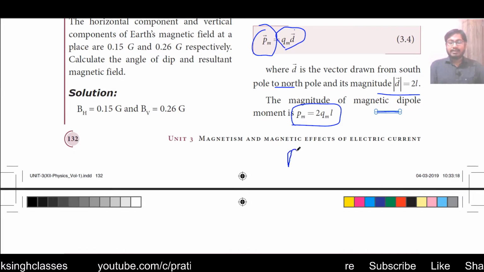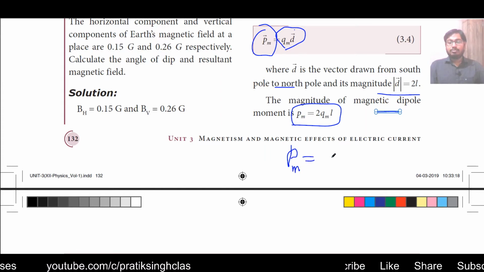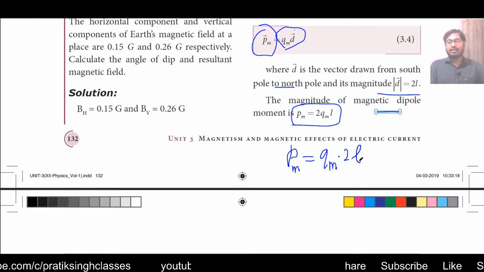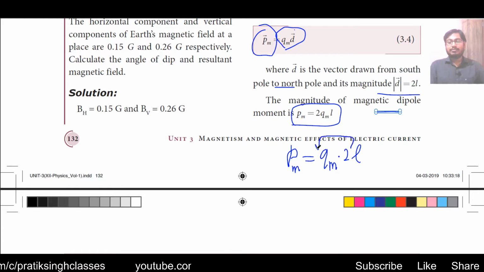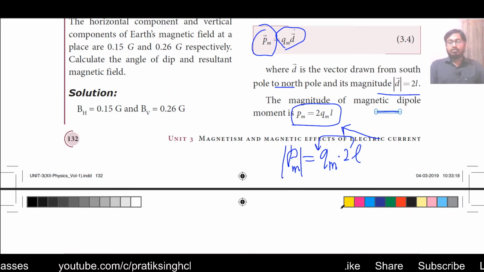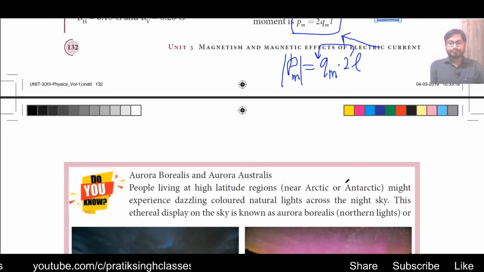So we can write Pm is equal to Qm into 2L. So here 2L is taken at this position, as in this equation. And we are talking here about only the magnitude, not the direction.